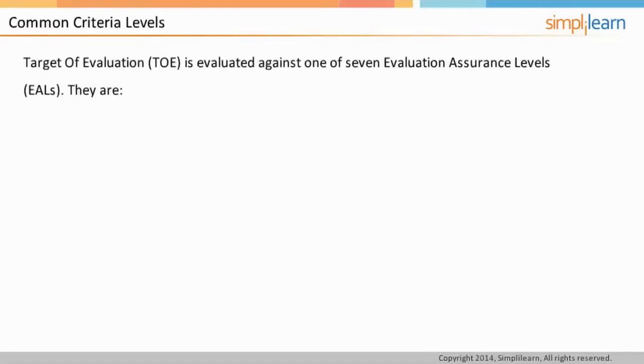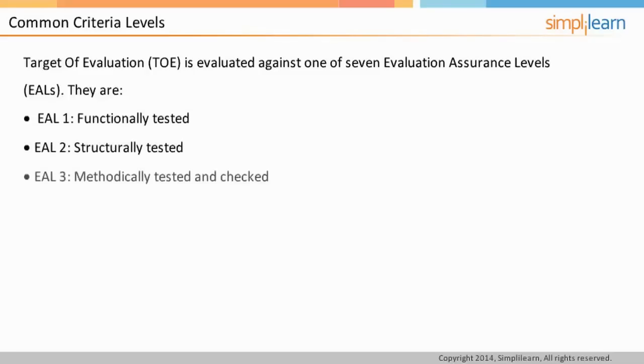Target of Evaluation, or TOE, is evaluated against one of 7 Evaluation Assurance Levels, EALs. The EAL level is intended to provide the consumer or the vendor with some idea of how confident they should be in the result of the evaluation, based on how much information was available to the evaluation lab and how carefully the system was examined. The EALs are as follows. EAL-1, Functionally Tested. EAL-2, Structurally Tested. EAL-3, Methodically Tested and Checked.